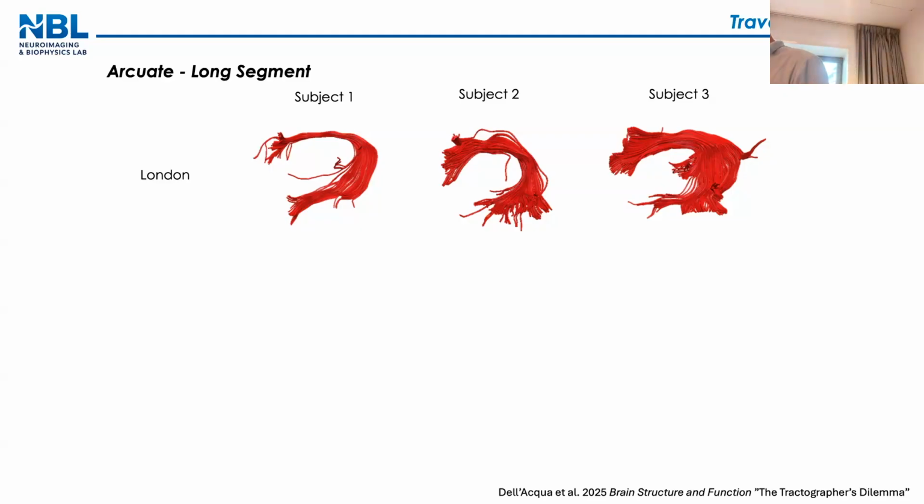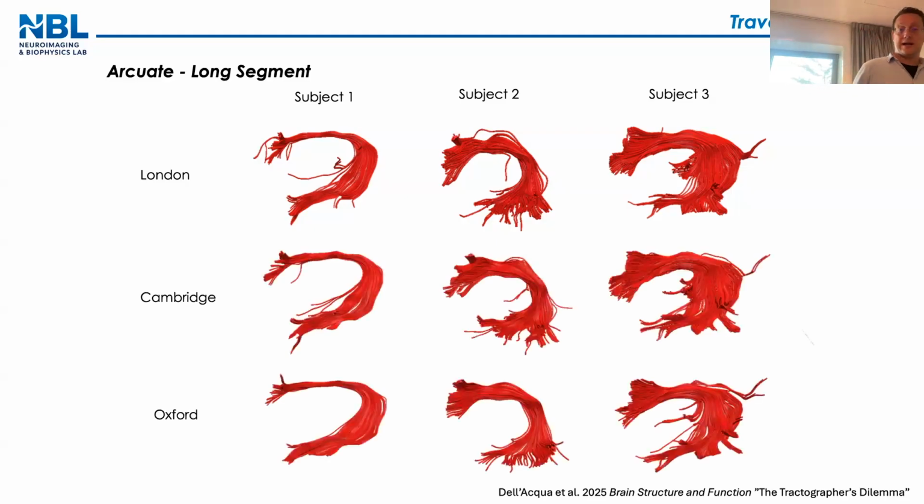And this is, for example, the site of London. You can see there is a big difference in the 3 segments of the arcuate fasciculus, the long segment, for 3 subjects. Now, if you look at 2 other sites, you have Cambridge and Oxford. London and Cambridge are exactly the same type of scanner. Oxford is a completely different manufacturer, different sequence, etc. Again, the anatomy is pretty well preserved if you look at the different subjects. Of course, even the artifacts are very well replicated.